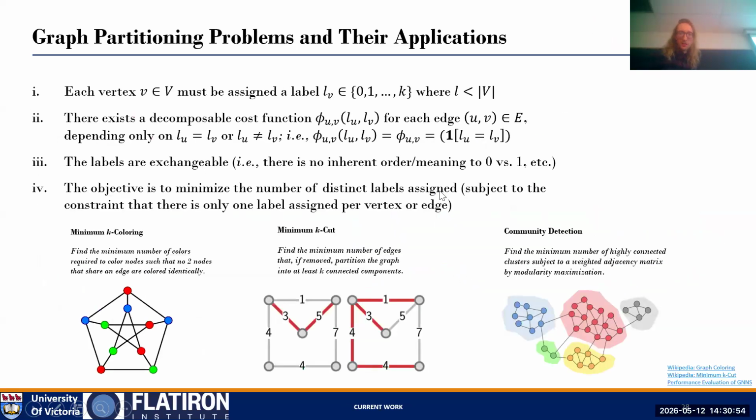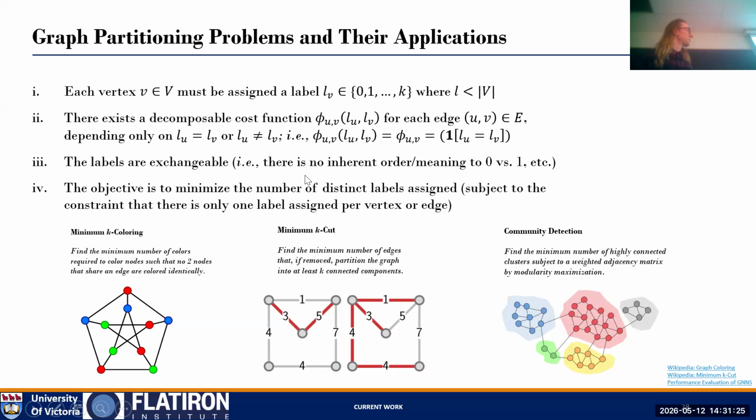Yeah, the second application, and this is much more recent work, is to graph partitioning problems, where graph partition problems, we define them as having these 4 properties. Each vertex of the graph must be assigned a label from a finite set. There exists a decomposable cost function over each edge of the graph, depending only on whether or not the labels agree or disagree along an edge.